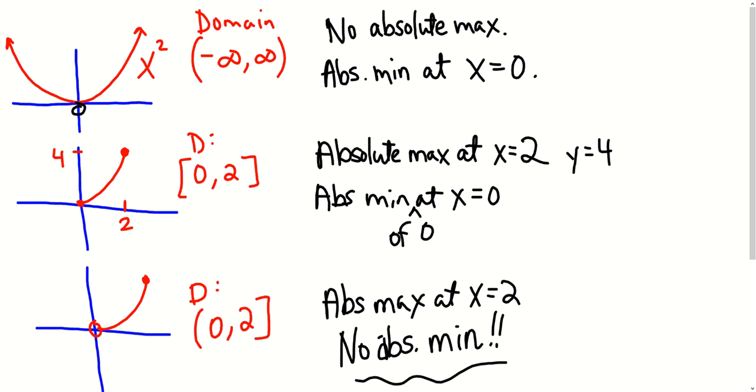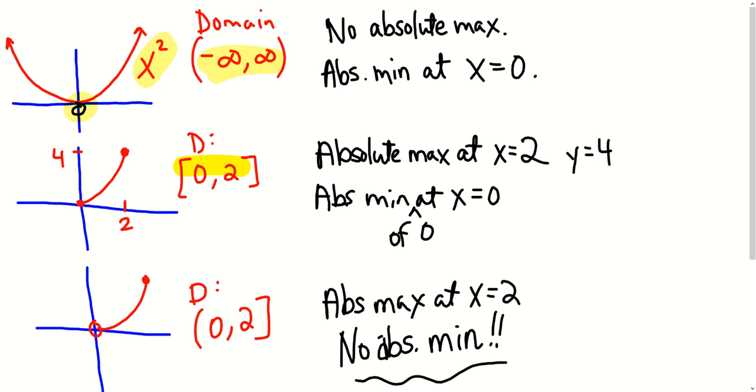Taking a look at more minimum and maximum examples, here we have the x squared graph. The domain goes on forever, in both directions. You can see that it has no absolute maximum because the graph just keeps rising in both directions. It does have an absolute minimum, though, at x equals 0. So absolute minimum means the very smallest y value.